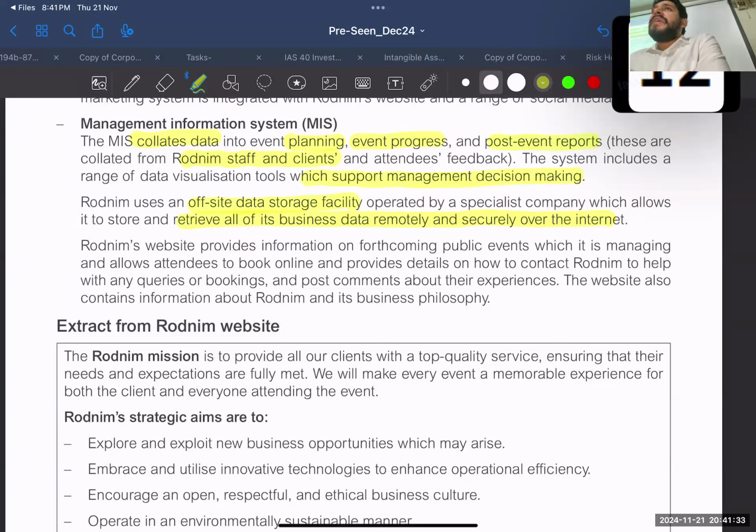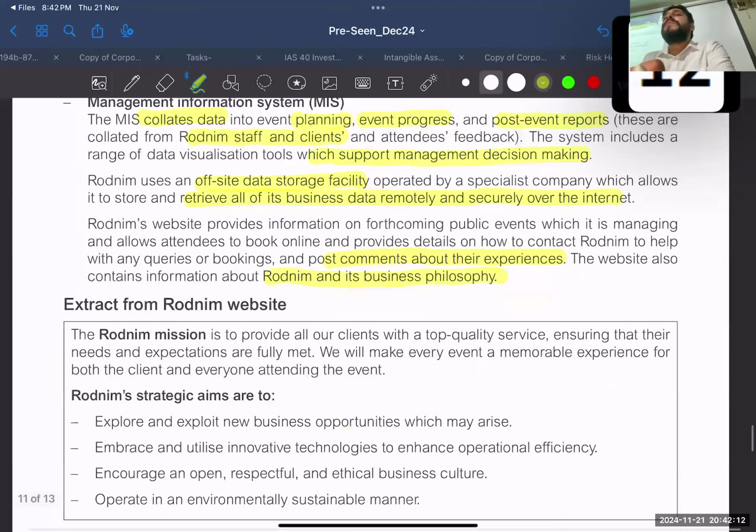Now, if there are forthcoming events, then Rotterdam, with the communication of the client, may also offer some exclusive discounts or some packages of buying events in a group, or buying two to three events altogether. So Rotterdam can also do this, and attendees can post comments about their experiences. So it's like a social media website where you can see the event, you can buy the event ticket, and then after the event you can also comment on whether you liked the event or not, about the management service. The website also contains information about Rotterdam and its business philosophies. Extract from the Rotterdam website.